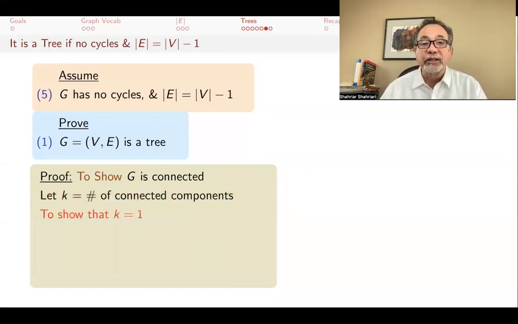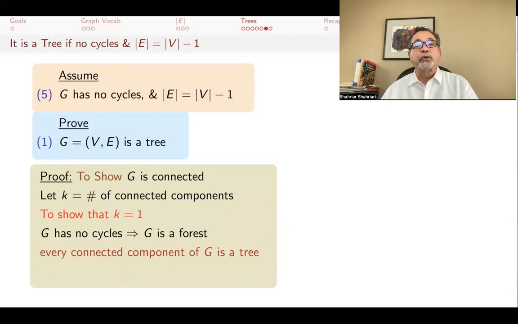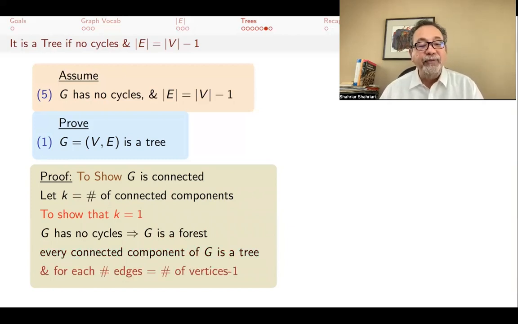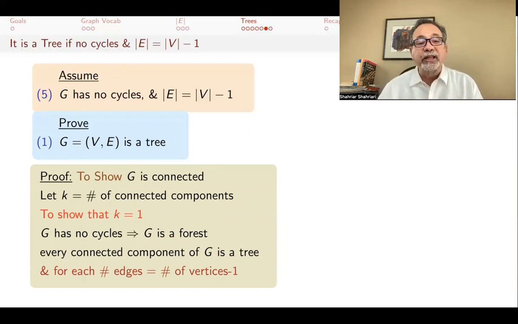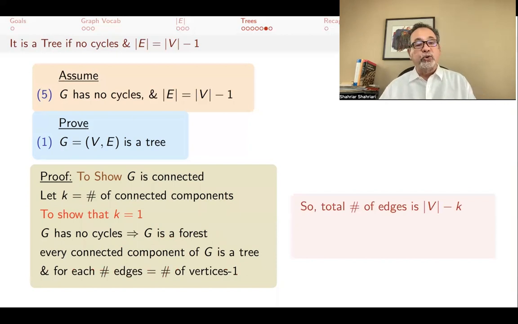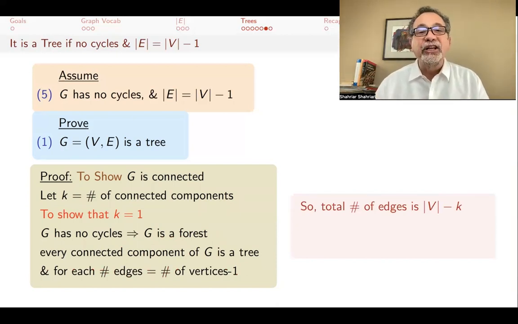And I want to show you that there's only 1. Now, G has no cycles, so it must be that it's a forest. And so that means that every connected component is a tree. And for each of these trees, we just argued that the number of edges is 1 less than the number of vertices. So every one of the trees in this forest has 1 less edge than it has vertices.